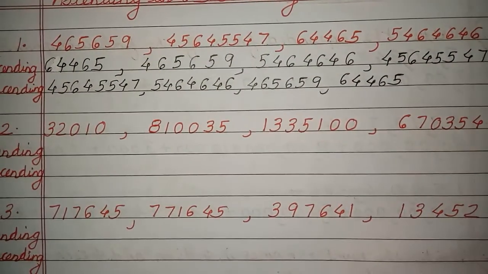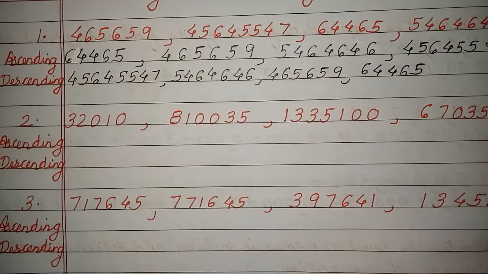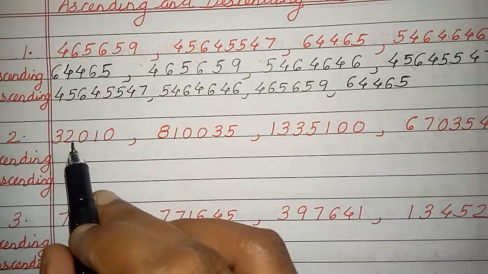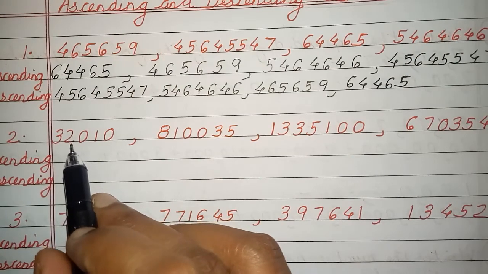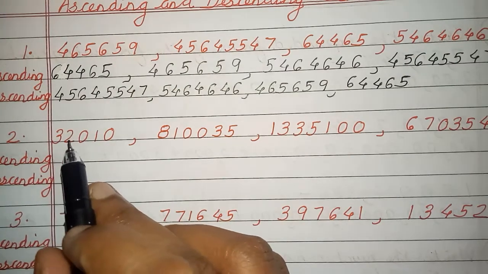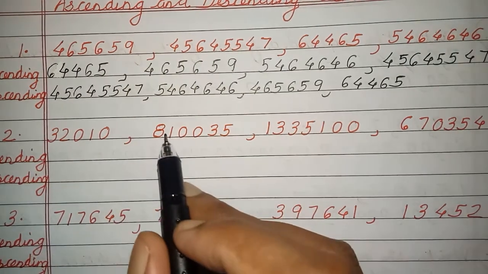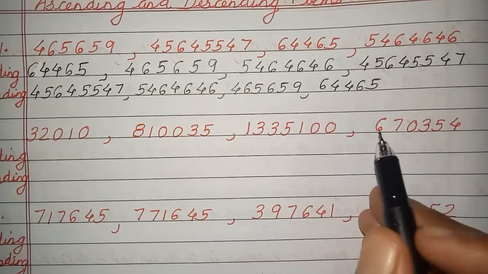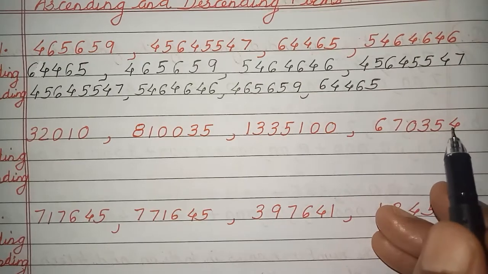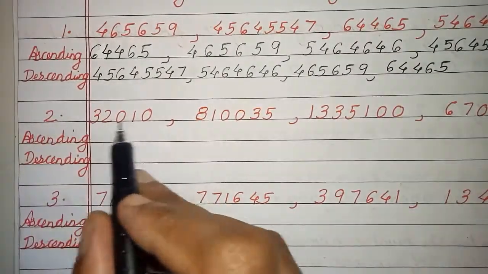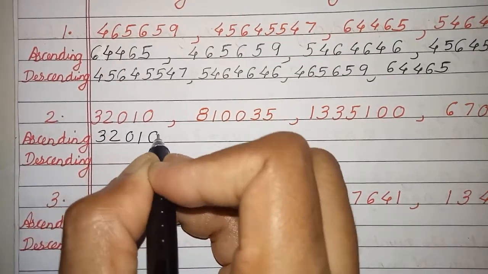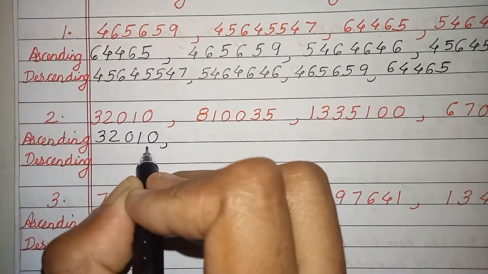Now let's do the second one, children. Here also, children, the first step is you see which numbers have fewer digits, that you can write as the first one. So 1, 2, 3, 4, 5. 1, 2, 3, 4, 5, 6. 1, 2, 3, 4, 5, 6, 7. 1, 2, 3, 4, 5, 6. Okay, so what will I do? The smallest number is this. So in the ascending order, the first number will be 3, 2, 0, 1, 0 because it is only a 5 digit number.